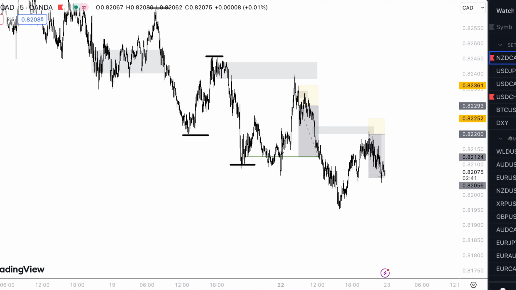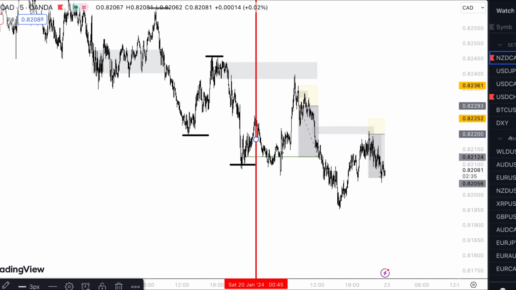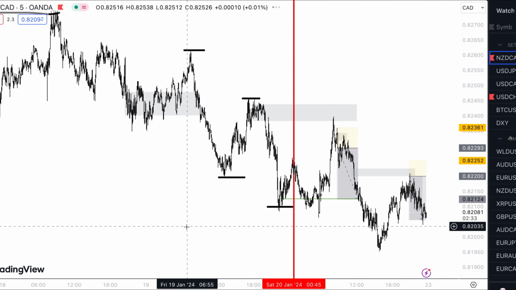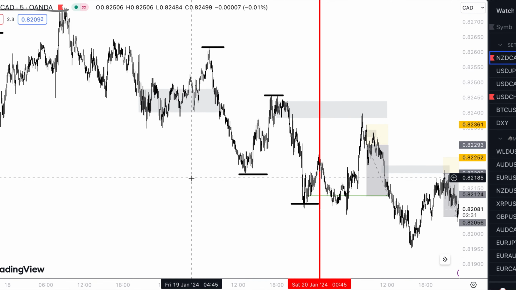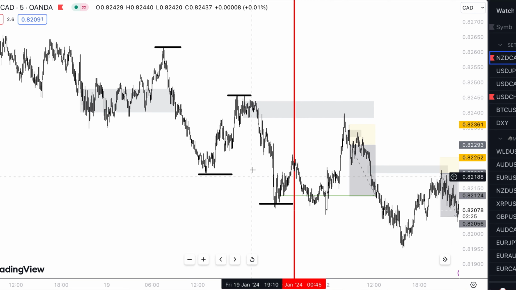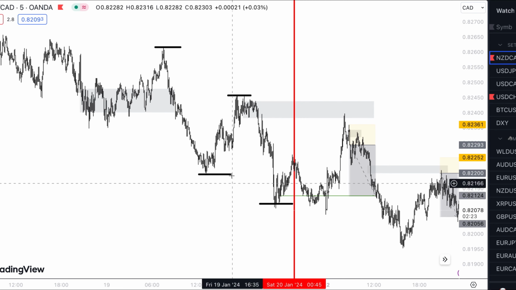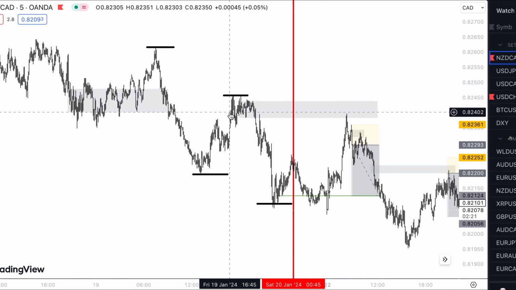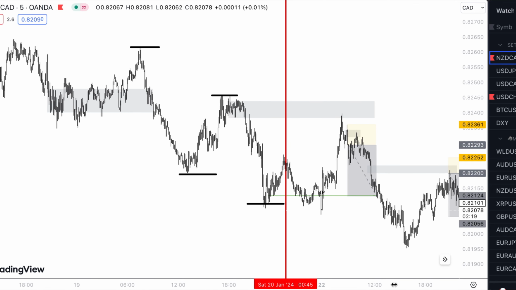So the first thing I did, I started back here, before that red line. Okay, so before this red line, I've noticed previously we have down structure, we have lower highs, lower lows, right? And for me to confirm that I had 2 lower lows and 2 lower highs. And so when you're selling, before you enter a trade, you want to identify the current price range that you're in after you mark your market structure.